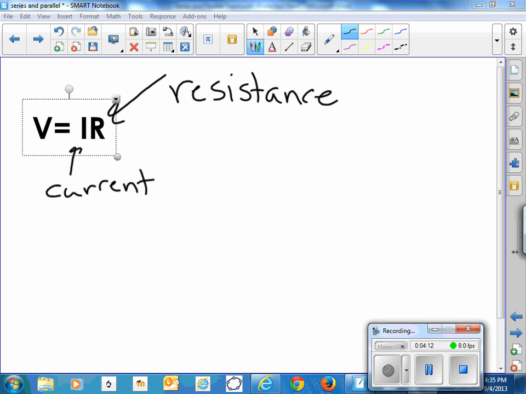So that's our basic formula that you probably need to memorize. Voltage is equal to the current times the resistance.